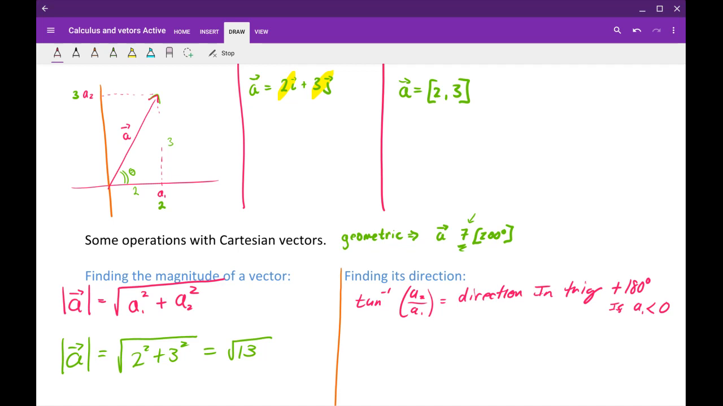Now, for our example, we're going to do tangent inverse of the y component over the x component, or the tangent inverse of 1.5. I should have this memorized by now, but I don't. The tangent inverse of 1.5 is about 56 degrees. So that's how much that would be.